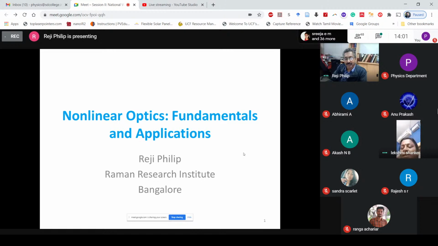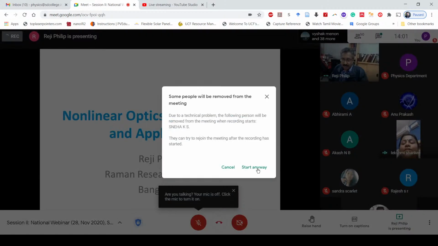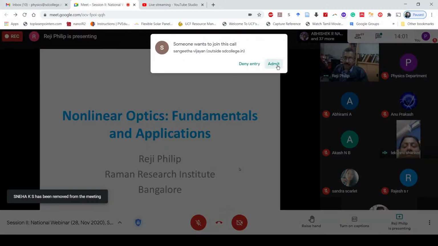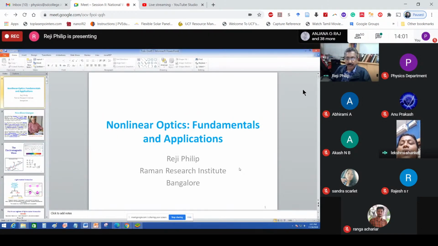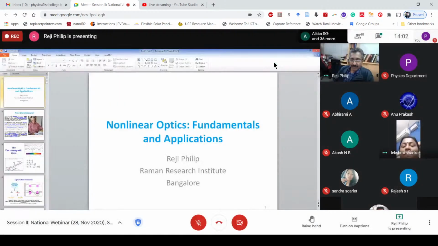Let me introduce Dr. Philip. He has a PhD and postdoc experience from TIFR Mumbai and Regensburg University, Germany. His research interests include laser-produced plasma, ultra-fast spectroscopy and nanostructuring using laser pulses. Presently, he has 2 patents and about 180 research publications to his credit. Once again, I welcome Professor Reji Philip to this event.